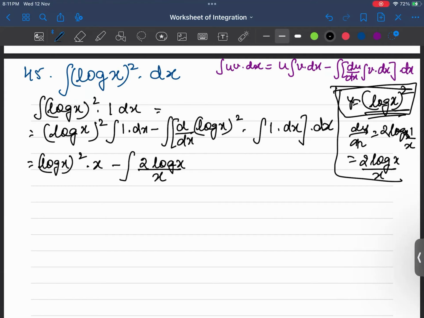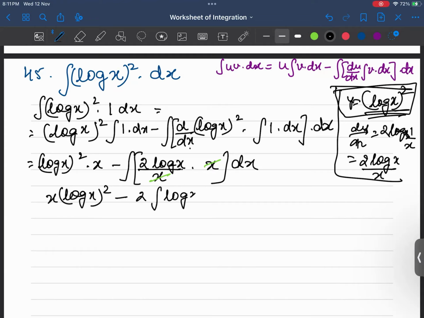Now, let's continue with it. Dy by dx of log x whole square would be 2 log x upon x, and the integration of 1 is x. Then close it, because we have to integrate with respect to x. We can see x we are able to cut. Then it would be x log x whole square minus, 2 will be outside, the integration of log x dx.